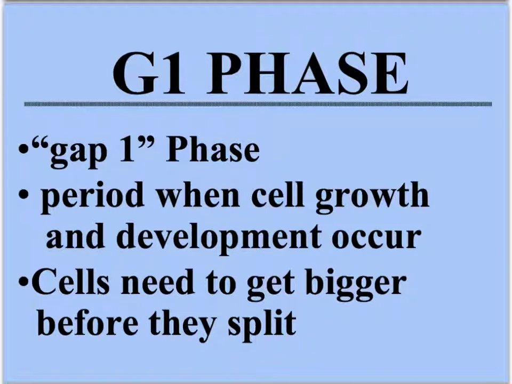G1 phase is the period when the cell grows and develops. The cell needs to get bigger before it splits, or else if you split a normal sized cell in 2, you'd end up with 2 really small cells.